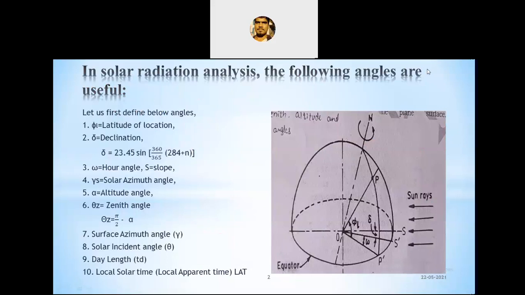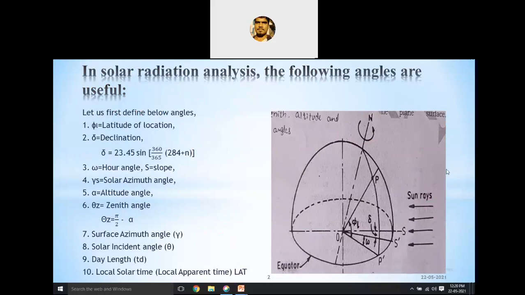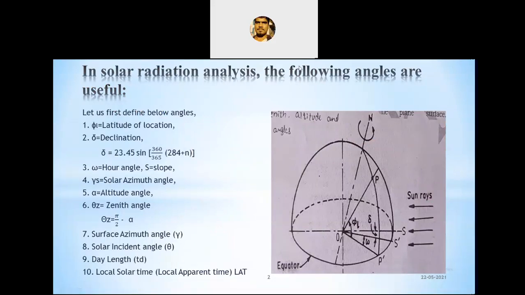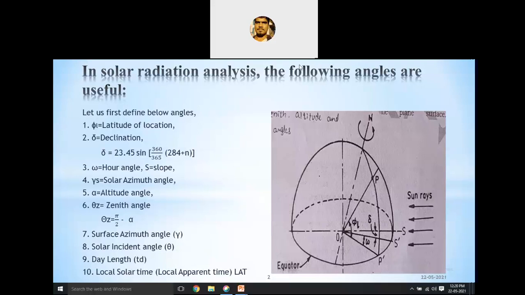So yesterday we discussed the second module, the important solar geometry: latitude, declination, hour angle, azimuth angle, zenith position, day length, local apparent time. These things we discussed in our last class, the definitions as well as equations. Only equations we are going to discuss, there are no derivations. And using those equations, we solved one important problem. So in the examination, you may get similar problems.